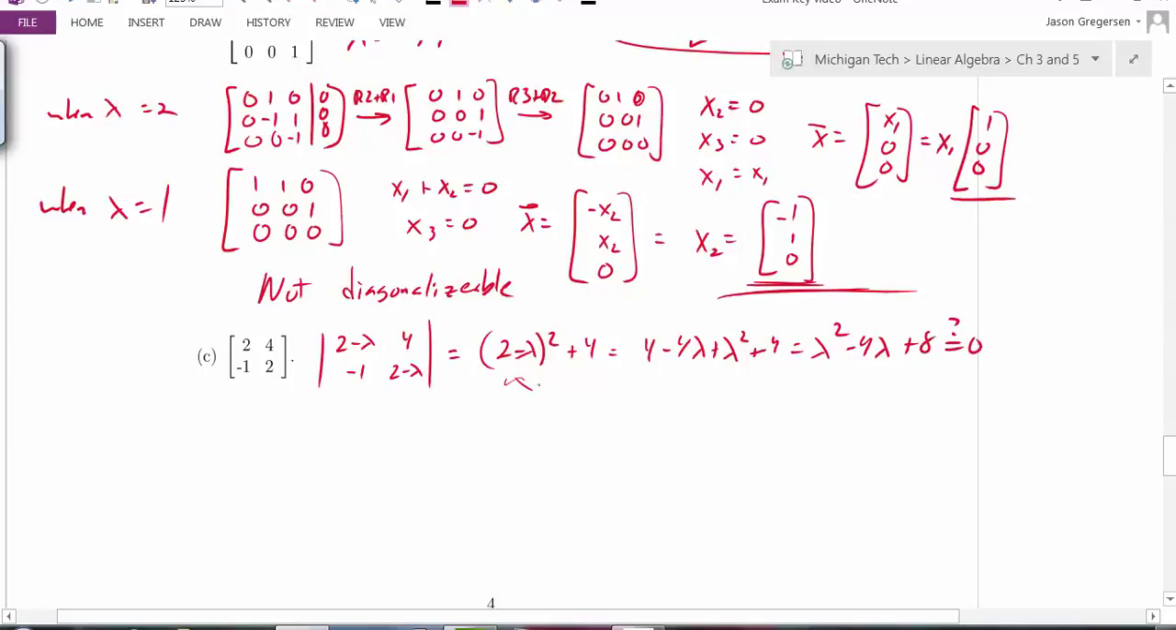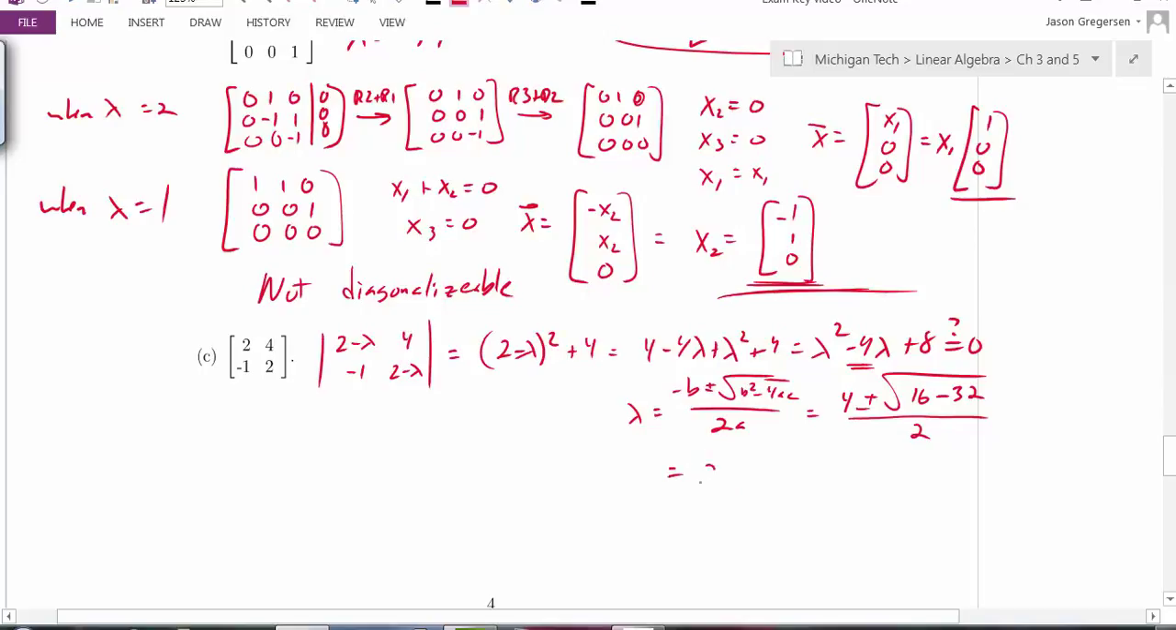Now in this case, I really can't see a nice way to factor this. So I'm going to have to use the quadratic formula. That tells me that lambda is equal to negative b plus or minus the square root of b squared minus 4ac all over 2a. Let's put in these values. B is negative 4. So negative b is 4, plus or minus the square root of b squared minus 4 times a times c. This is 32. All divided by 2a, which is 2.